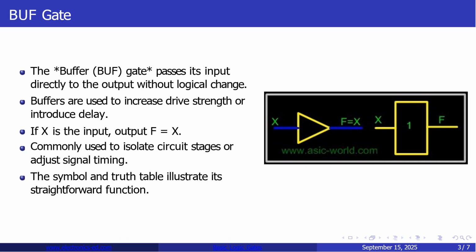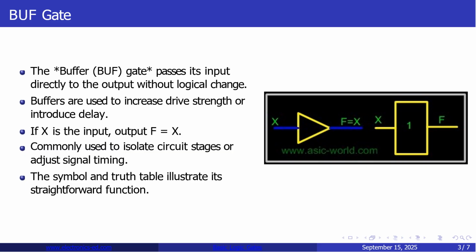The buffer gate, or BUF for short, is like a loyal assistant in my digital circuits. Its job is to take whatever input I give it and pass it along to the output, unchanged, no tricks. If I send in a high signal, it gives me a high output. If I give it a low, I get a low.